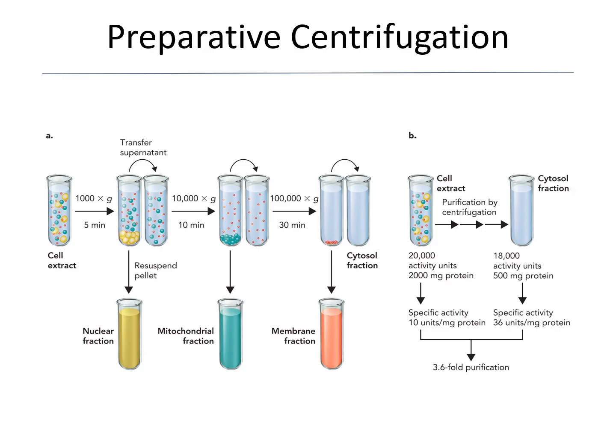Okay, and then from the cell extract in panel B here, through the differential centrifugation, finally you get a cytosol fraction. Then you can analyze the specific activity. So let's say, for example, the specific activity from the beginning is 20,000 activity units over 2,000 milligrams, that's 10 units per milligram specific activity. To the end, the cytosol fraction, you have 18,000 activity units over 500 milligrams of protein. So the specific activity will be 36 units per milligram. So the purification increased 3.6-fold.